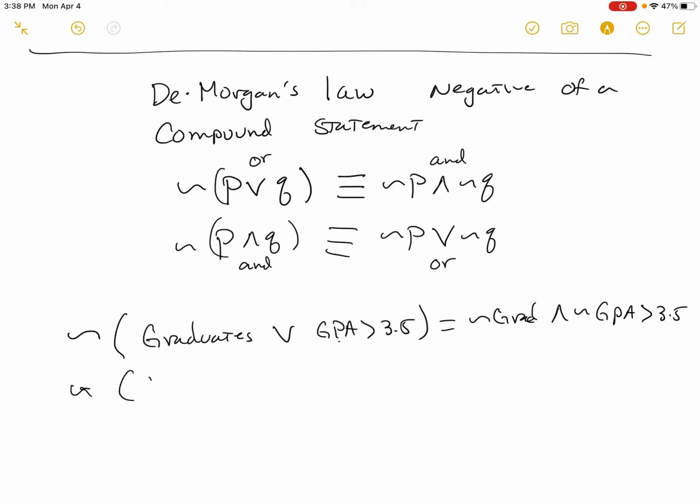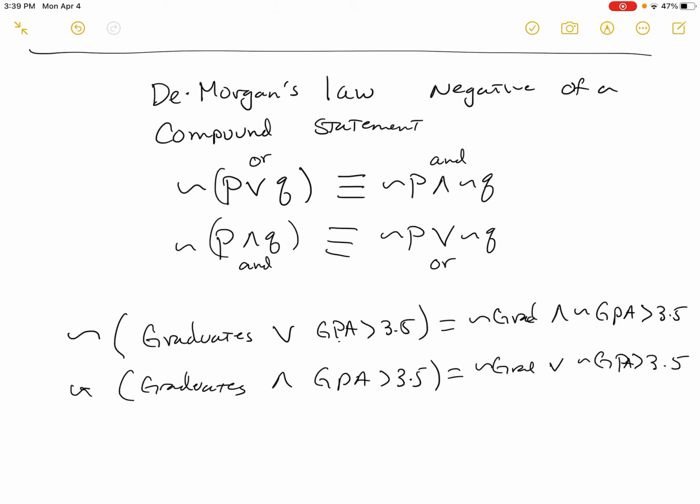If it's the negation of the person graduates and they have a GPA greater than 3.5, then the only way that doesn't happen is if the person doesn't graduate or if the person does not have a GPA greater than 3.5. If the person does not have a GPA greater than 3.5, we fail. If the person doesn't graduate, we fail. So if either of these conditions isn't met, then the and condition isn't met. And so you'll apply De Morgan's law, and essentially you're distributing the negation and then changing the symbol.